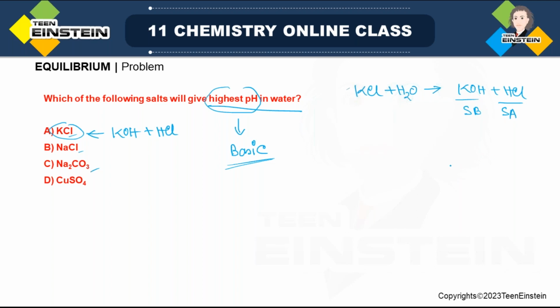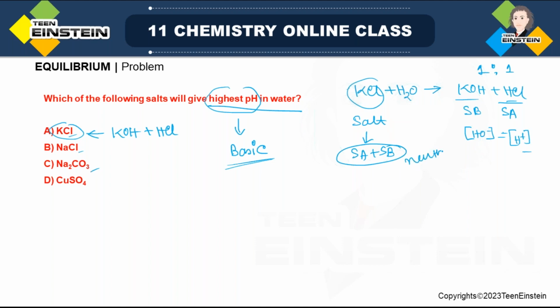We know that a strong acid and a strong base dissociate completely. So in this case, the concentration of HO minus ions will be equal to the H plus generated from HCl, because from 1 mole of KCl you get 1 mole of KOH and 1 mole of HCl. So it is always 1:1. The number of HO minus is always equal to H plus, so it will always be a neutral solution. In brief, any salt made from a strong acid and a strong base always produces a neutral solution.